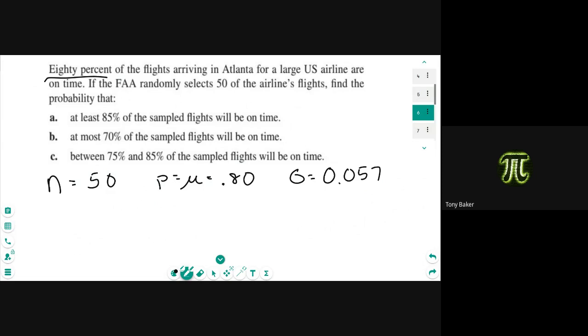So if they randomly select 50 airline flights, what's the probability that 85% of them will be on time? So that 85% is my what? That's my x. All right, so find me my percent. So find the z-score and then look at the z-score.